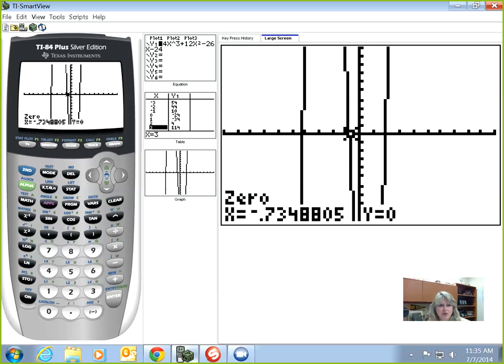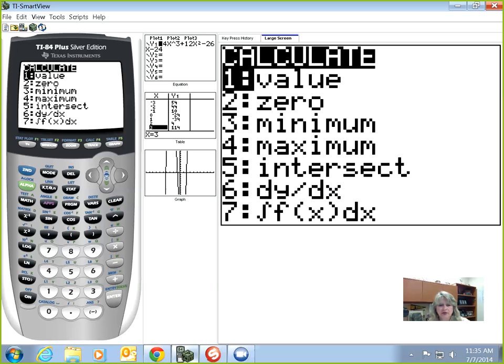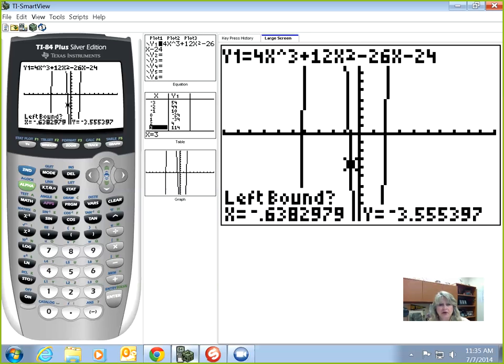And then we have one more x-intercept, on the right side, that third one. So we're going to do the same thing. Second, calculate. Number 2, move your cursor a little bit closer, but we still want it on the left-hand side, so our y values are still negative there. There we go. Press enter.